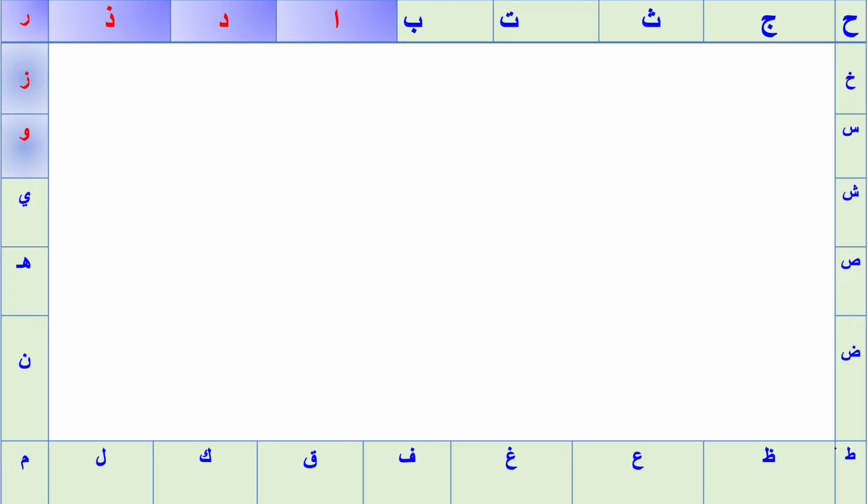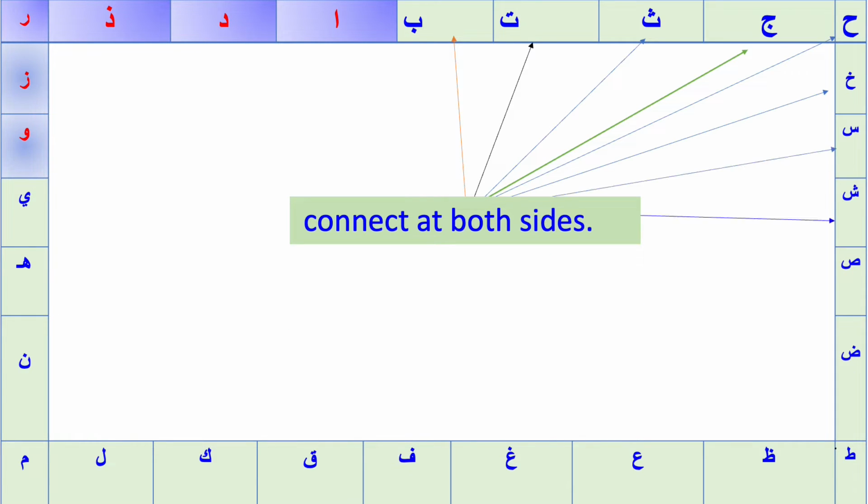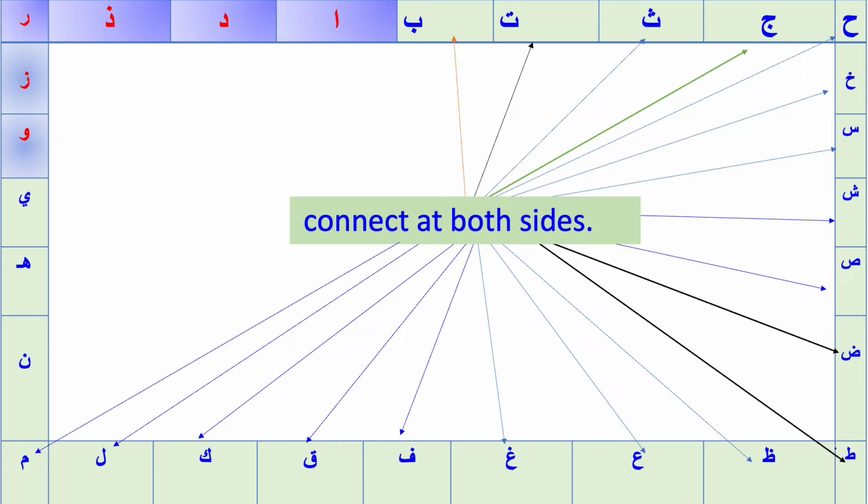As you can see in this slide, we have divided the letters into two groups: those that can connect from both sides with a preceding and a following letter, and those that can only connect to the right hand side. So this is the first group: ba, ta, tha, jim, ha, kha, sin, shin, sad, dad, ta, za, ayn, ghayn, fa, qaf, kaf, lam, mim, noon, ha, ya.